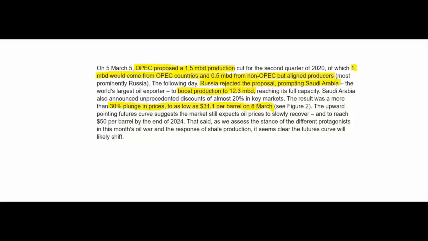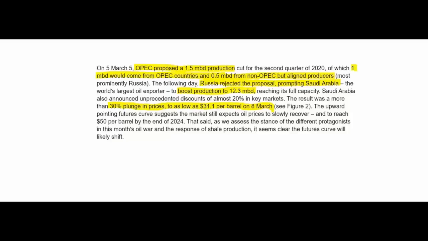And the following day, Russia rejected the proposal. Russia belongs to the non-OPEC group, which made Saudi Arabia angry, which is the largest oil exporter and belongs to the OPEC group, and it boosted the production to 12.3 MBD. Now Saudi Arabia could really afford that because the production cost for oil in Saudi Arabia is the lowest, and that's why Saudi Arabia did it, and that resulted in a hit to the oil price, and it came down to $31.1 per barrel on the 8th of March.